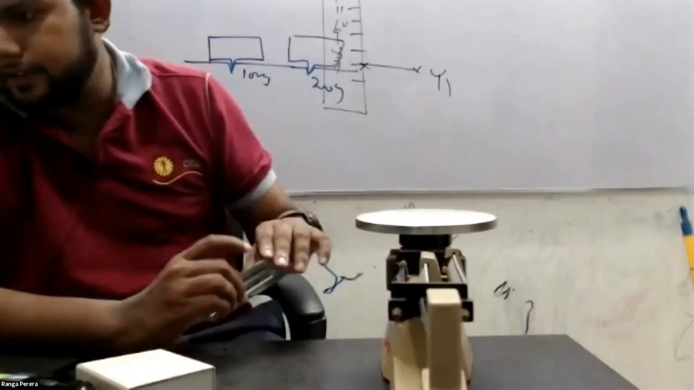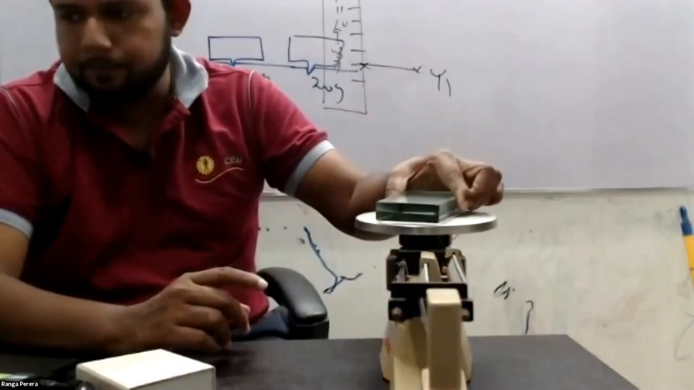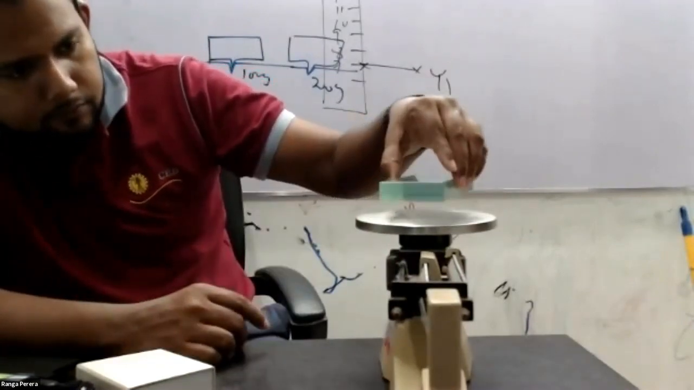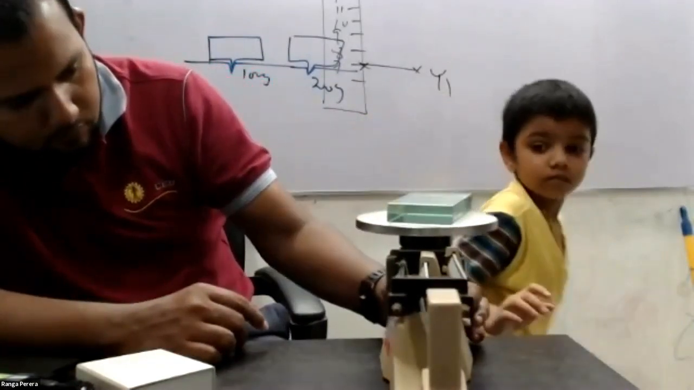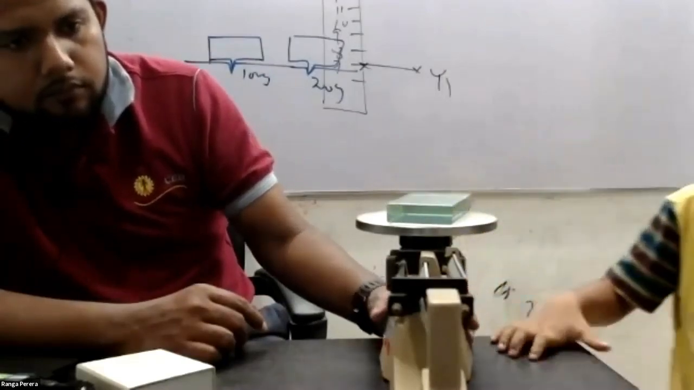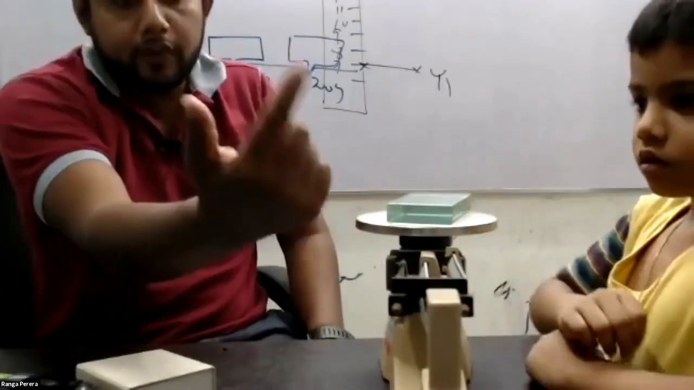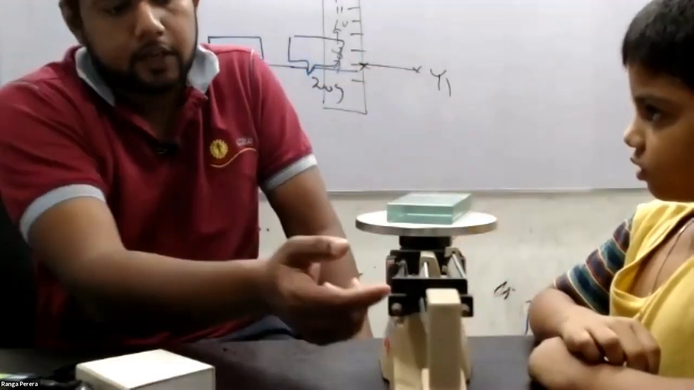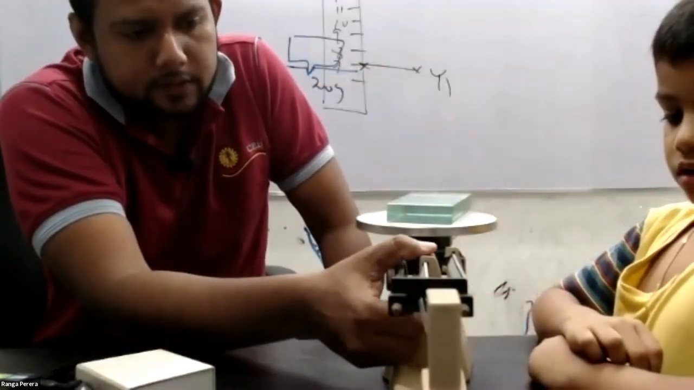Now it is exactly zero. I keep this one. When I keep that one, it's moving up because this side is now much weighted. So the other side I should balance.